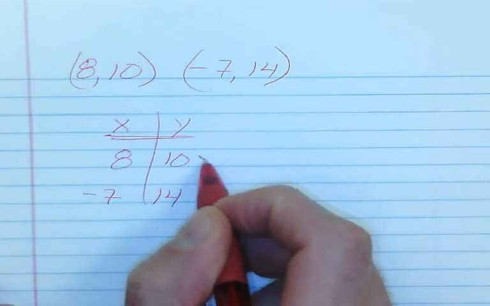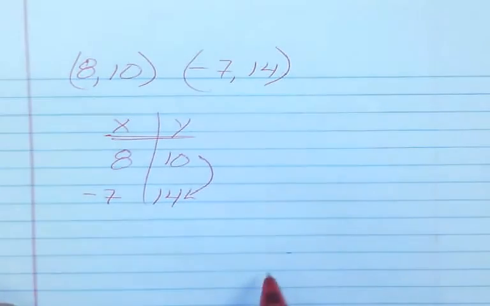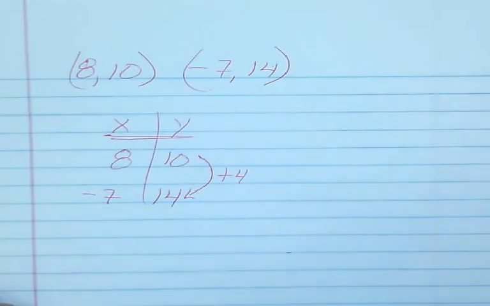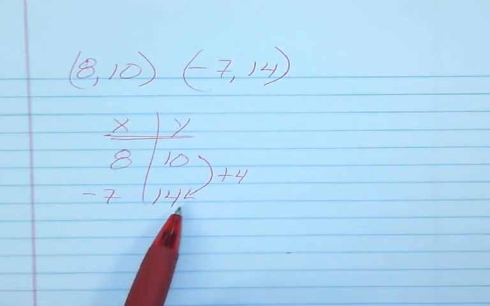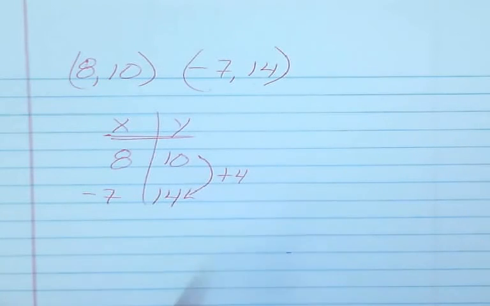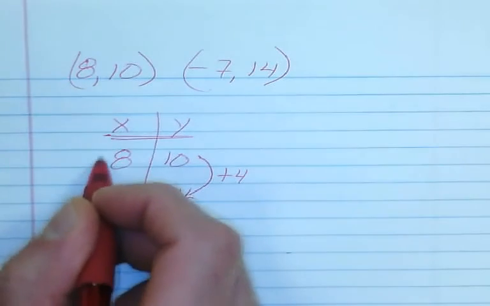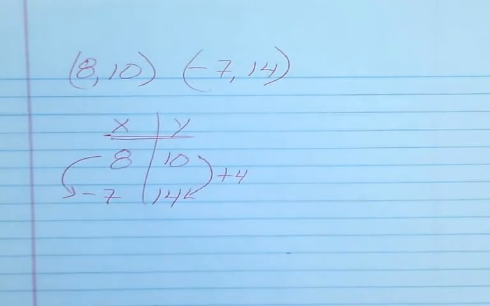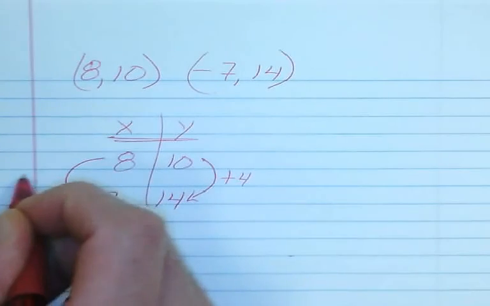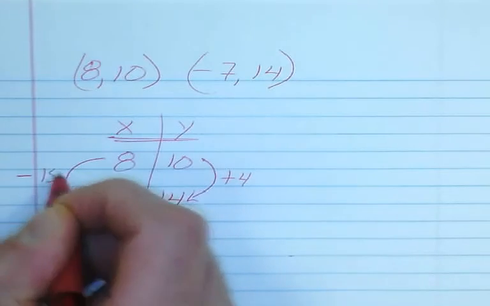So how do we go from 10 to 14? Well, you add 4. Some of you guys are very good at picking this up. Some of us might need to do subtraction. You might have to ask yourself, well, what's 14 minus 10? That's 4, all right? So to go from 10 to 14, you add 4. How do we go from 8 to -7? Ooh, we're going to have to subtract here, all right? So 8 to -7, we would subtract 15.